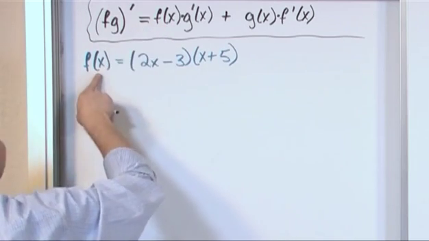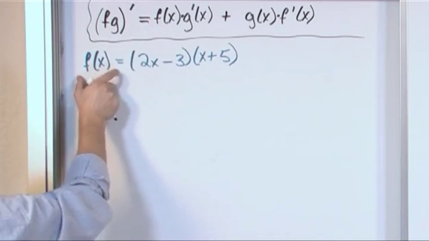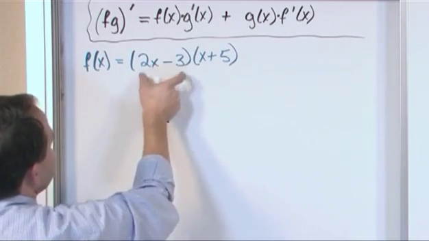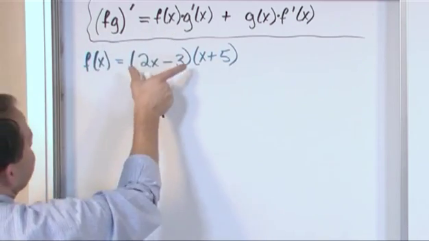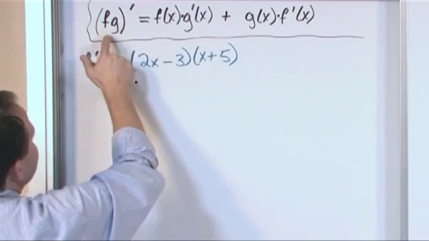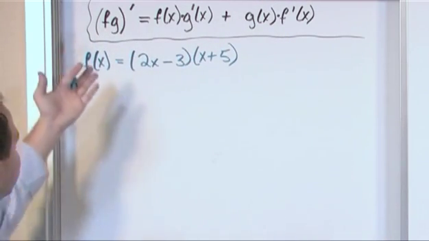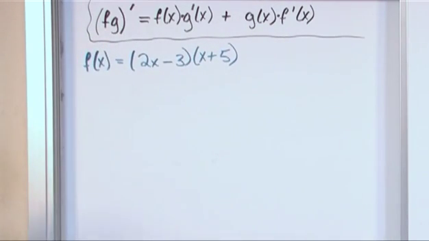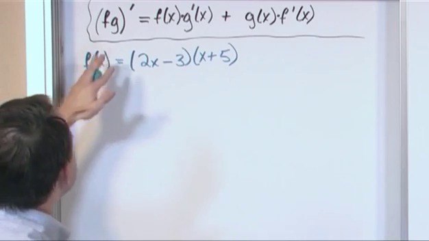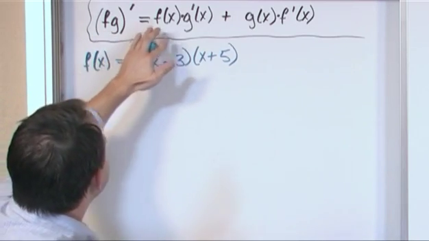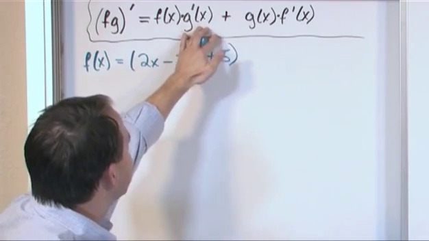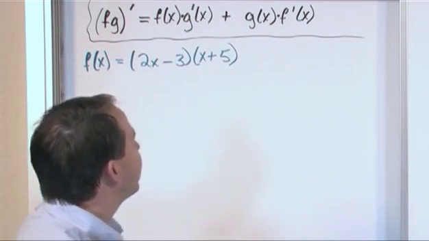This f of x is not the same as this. It's just saying this function consists of two different functions multiplied together. Here in my definition, I was calling this f and this g. I could have labeled them anything I want. Usually in your book it'll be labeled like this, so that's why I labeled it that way. But fundamentally, it's saying two functions multiplied together: first function times the derivative of the second plus the second function times the derivative of the first.